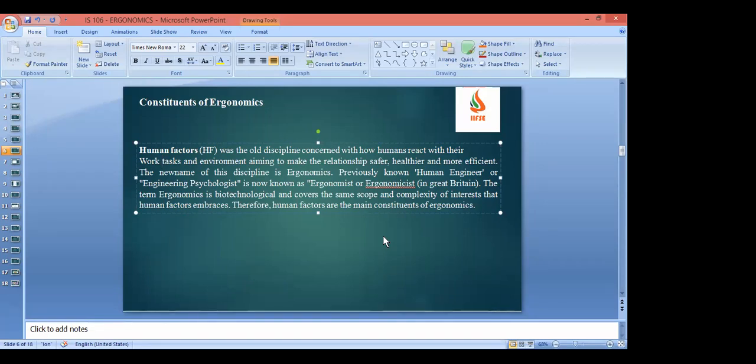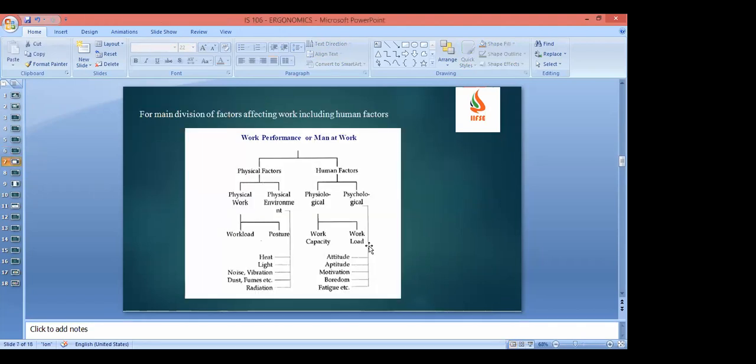The term ergonomics is biotechnological and also covers the same scope and complexity of interests that human factors embrace. Therefore, human factors are the main constituents of ergonomics, because human factors are the main inputs and consideration of ergonomic design. The factors affecting work, including the human factor, are majorly divided into two: physical factors and human factors.